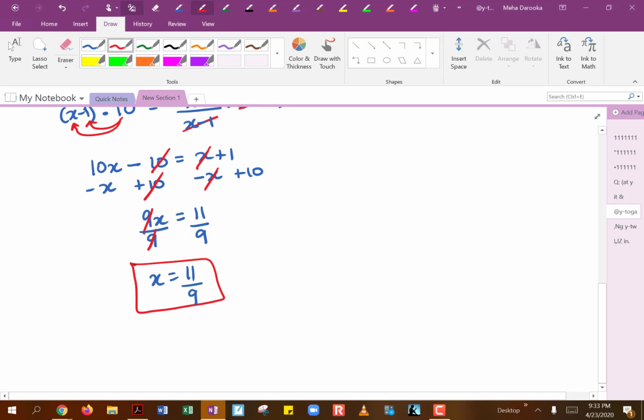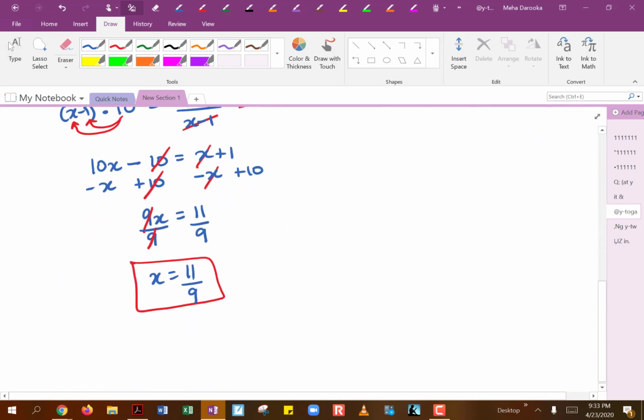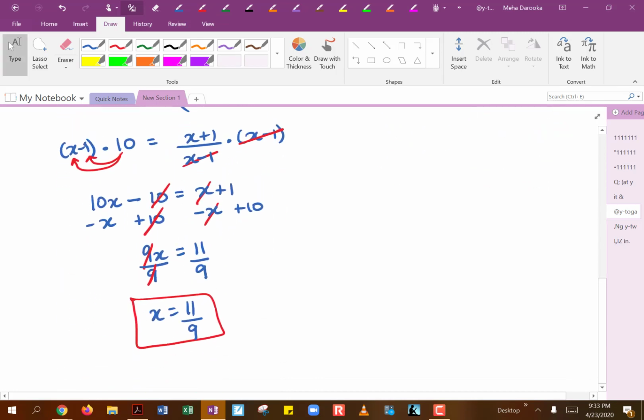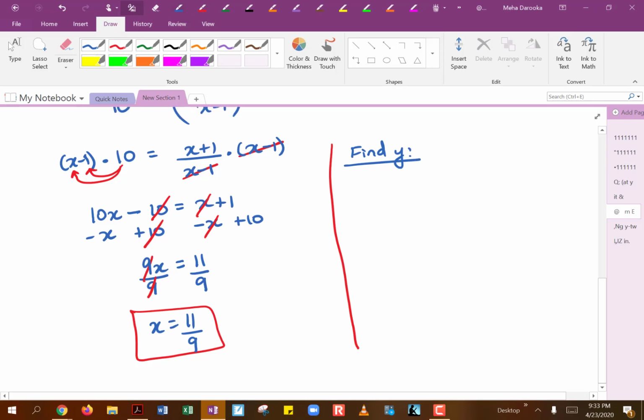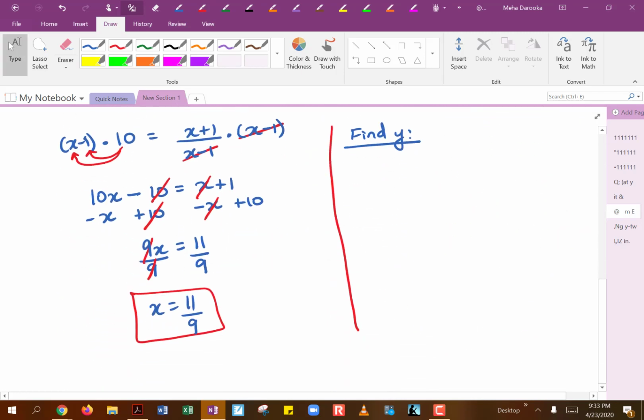Okay, so that's kind of how this example would work out. Now, once you have found your value for x, then of course we want to go back and find our y value. So to find y, you can use either equation 1 or equation 2, but I think equation 1 is going to be a little bit more straightforward, so let's use that.